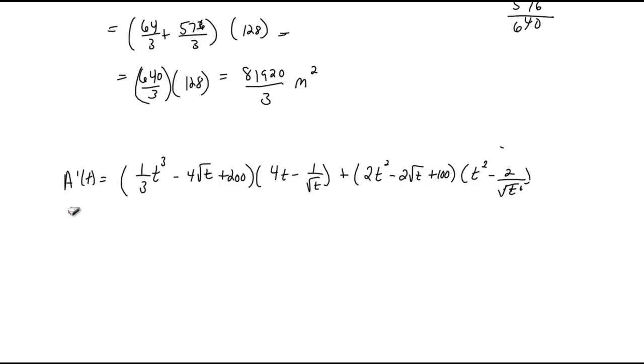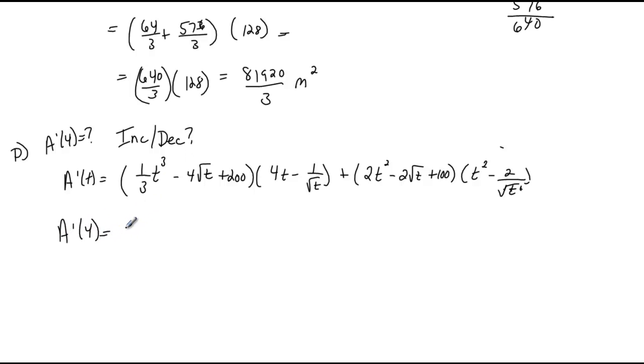So now for part D, we're going to have to find A prime of 4. We're looking for the rate of change, so we have to determine whether or not this growth is increasing or decreasing with justification. So A prime of 4.